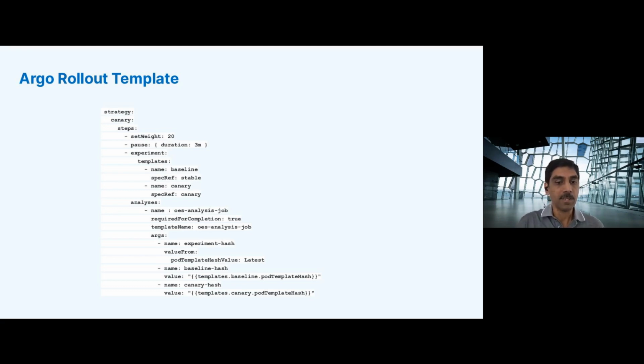Right. So essentially, each of these steps represents how much traffic is going to be sent and what kind of analysis is run. In here, the systems use this pod template hash to identify where the data is coming from and use that to analyze. So how does this analysis look?